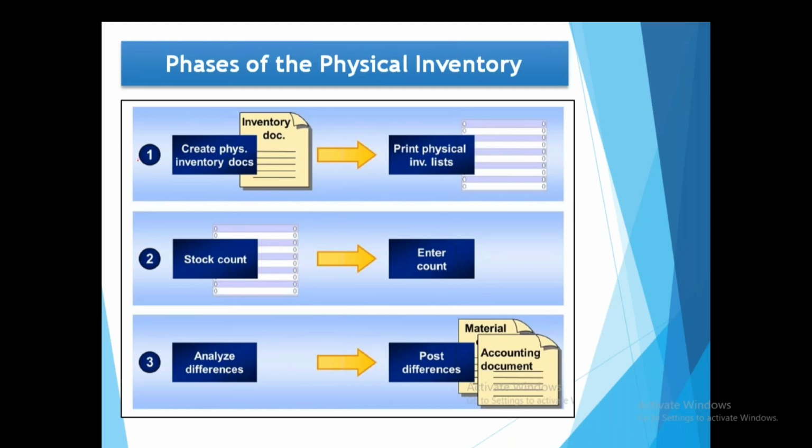First, they will create a physical inventory document and print it. Then they will take the stock count physically, and then enter that count in the system. The third phase is they will analyze the differences. If there are any differences, they will post the differences. During that time, the system will create a material document and an accounting document. That is what will happen. So these are the phases of the physical inventory.